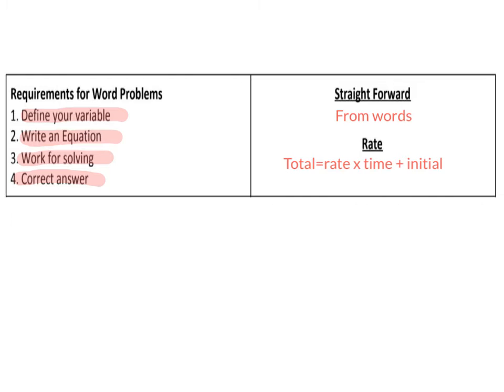Now, also while we're looking at these word problems, it usually comes from two types. It's either going to come from the words, or they could take the form of a rate problem, which usually is set up with your total would equal the rate times time plus your initial. So we'll take a look at a few examples of those.